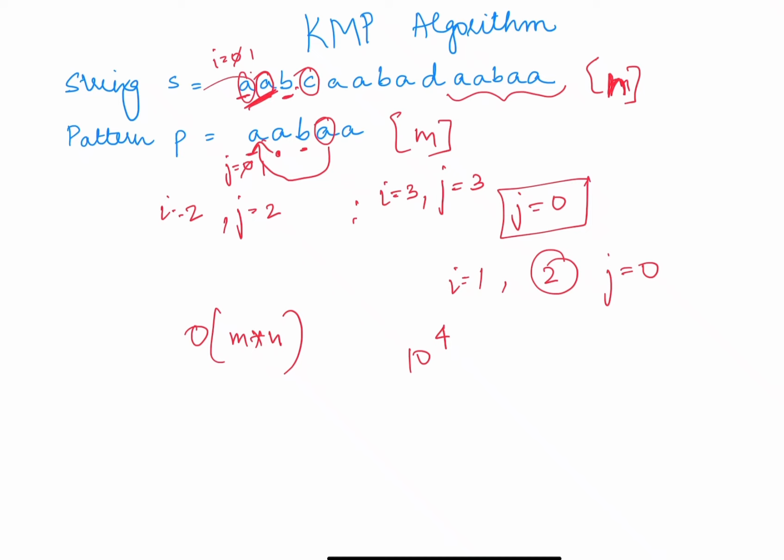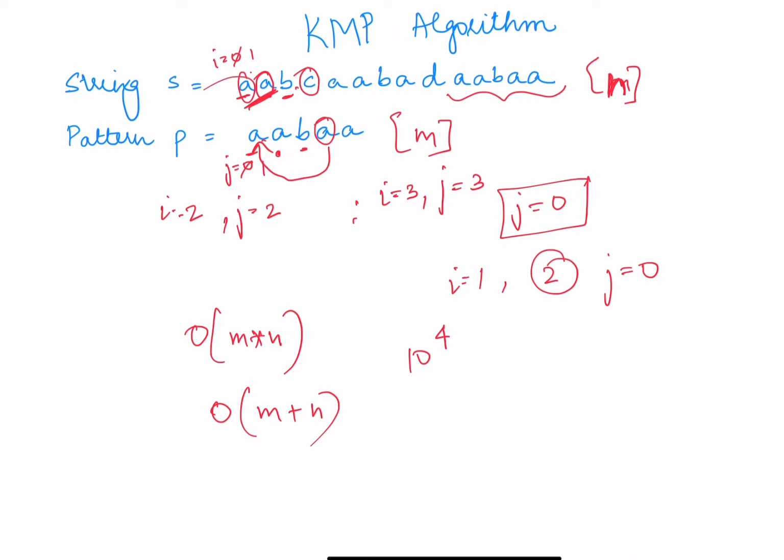To resolve this problem, the KMP algorithm comes into the picture. The KMP algorithm gives the output result in linear time. The complexity for the KMP algorithm is big O of m plus n.